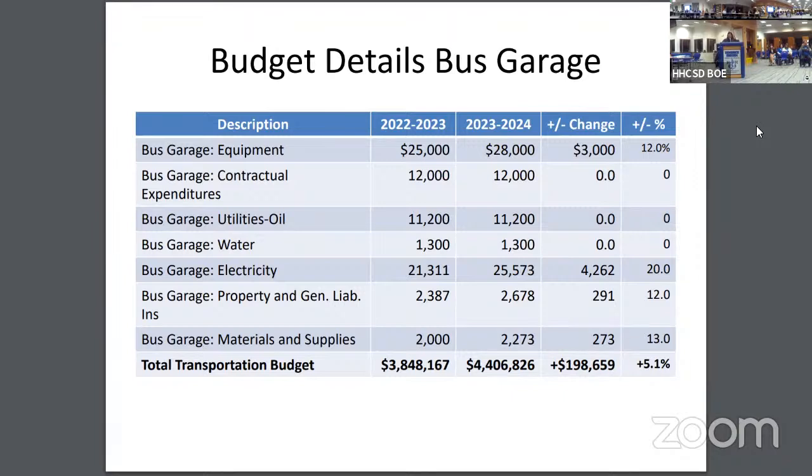Okay, so my numbers on the bottom are a little skewed, and I apologize for that. The second column for 23-24 should be 4,046,826. Apparently I transposed my numbers and I apologize. The increase is $198,659. So it's a 5.1% increase. So those were right, but I transposed my numbers and I apologize for that.